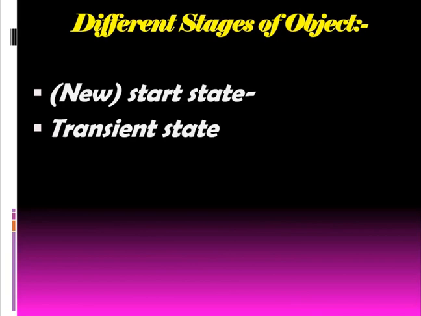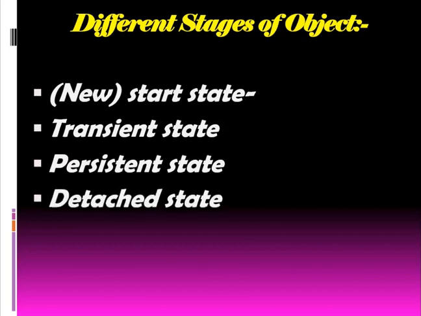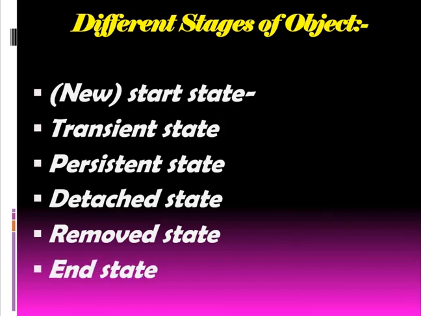The first one is the start state, that is new. When objects are created, it is called the start state or new state. Then it goes to the transient state, then the persistent state, then the detached state, then the removed state, and then the end state. We will discuss each state separately, one by one. So these are the states of an object.